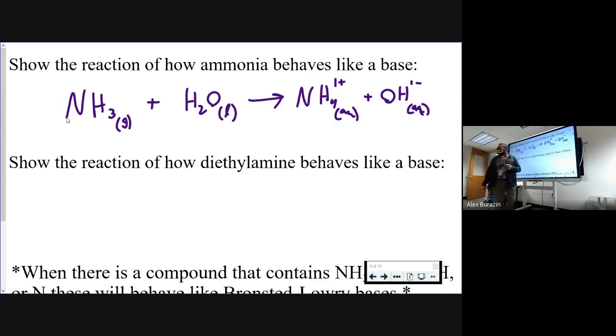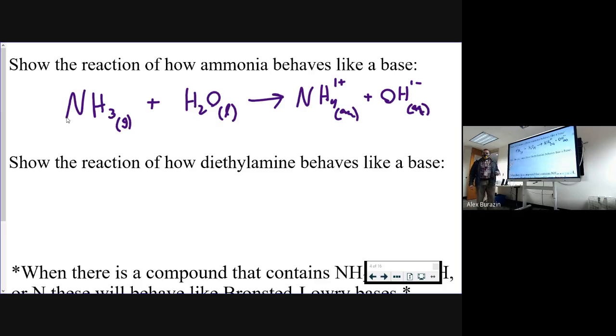Make sense? So it's kind of weird. It's using both definitions. It's accepting a hydrogen, that's Bronsted-Lowry, but it's also a substance that when I throw it in water produces hydroxide. That's Arrhenius. So those definitions, again, have some crossover. They're talking about the same substances. It's just how we define it. And ammonia is definitely a base.